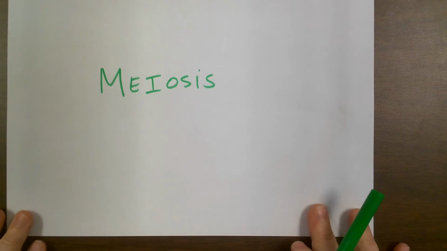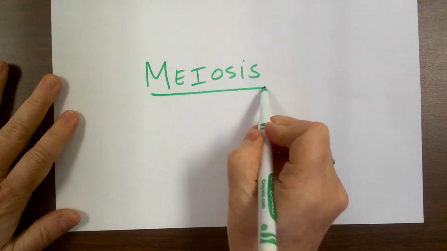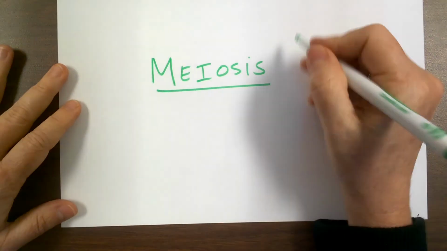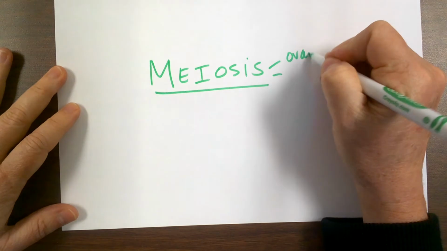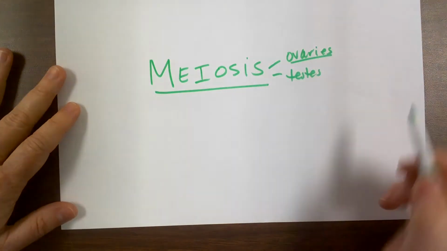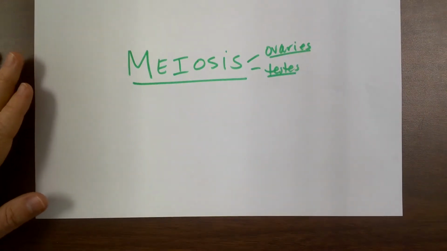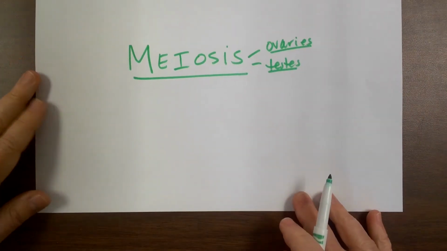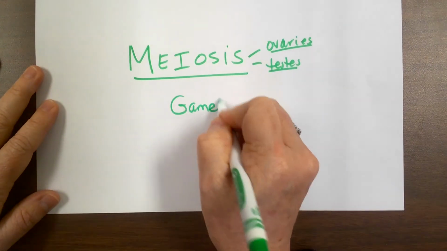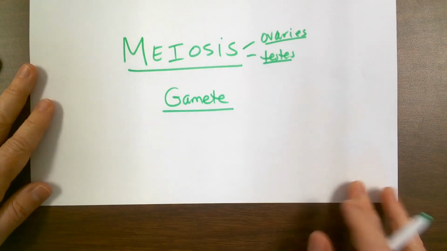Okay, so today I'm going to talk to you about meiosis. So meiosis is the division of your cells in your body, specifically either in the ovaries or in the testes. If you're a female, meiosis only happens in the ovaries, and if you're a male, it only happens in the testes, because this division is going to give you one specific cell, and that's going to be a gamete.